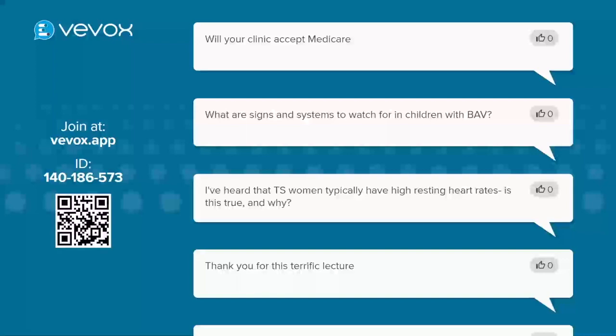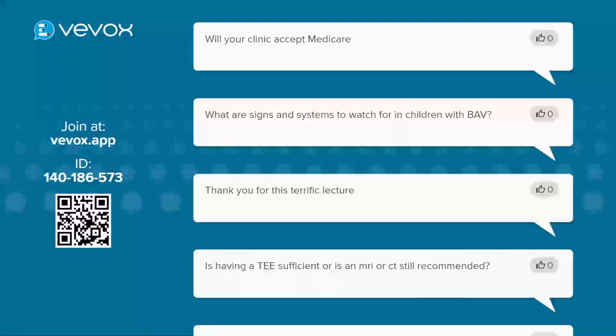All right. I've heard that TS women typically have high resting heart rates. Is this true, and why? Yes, we talked about it, so it's very common. You're not alone if you have a high resting heart rate. It's due to autonomic dysfunction, so a nervous system problem. It's not a heart problem per se, as far as we can tell, because even people without any known heart problems have a high resting heart rate. And by itself, it doesn't mean anything bad is going to happen to you.